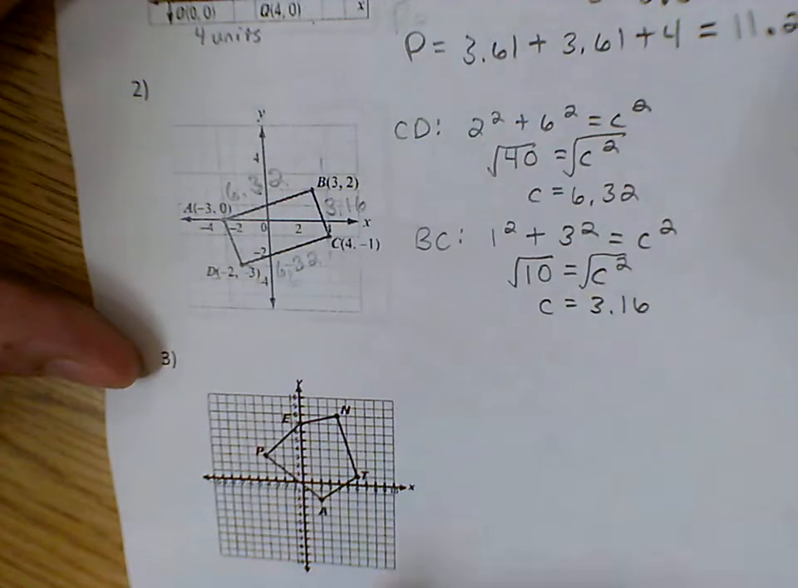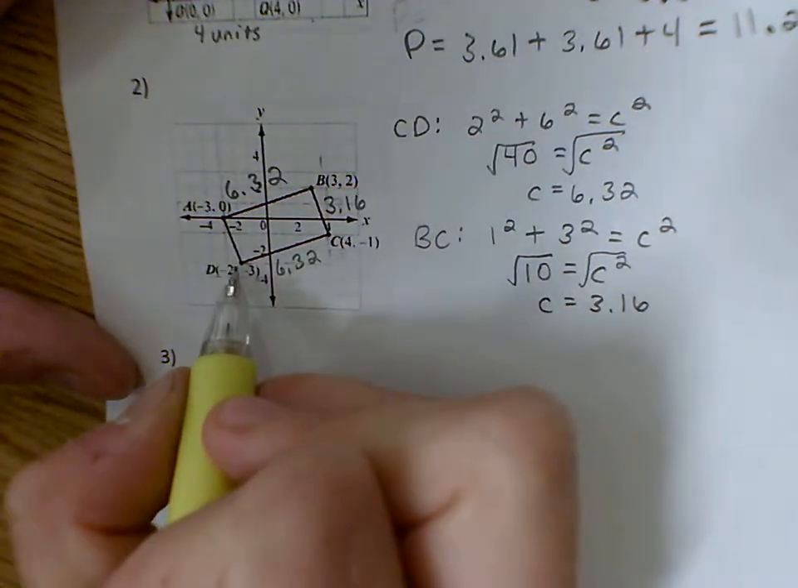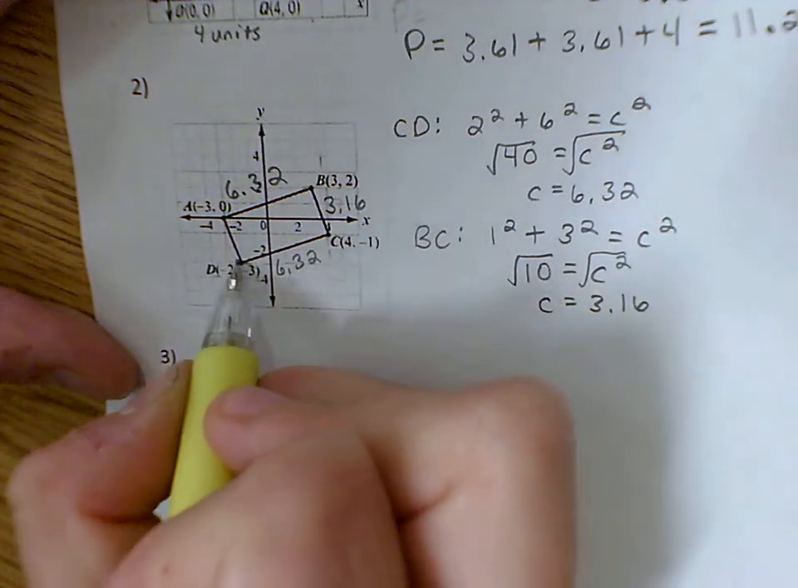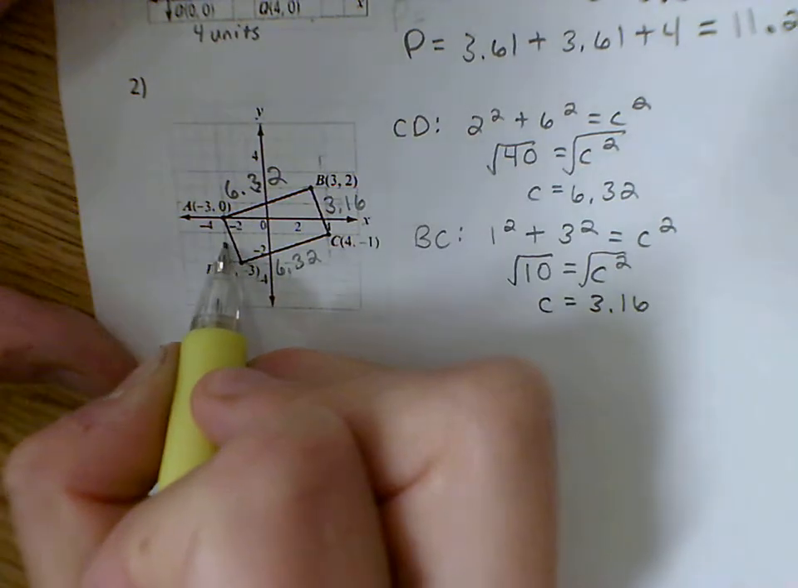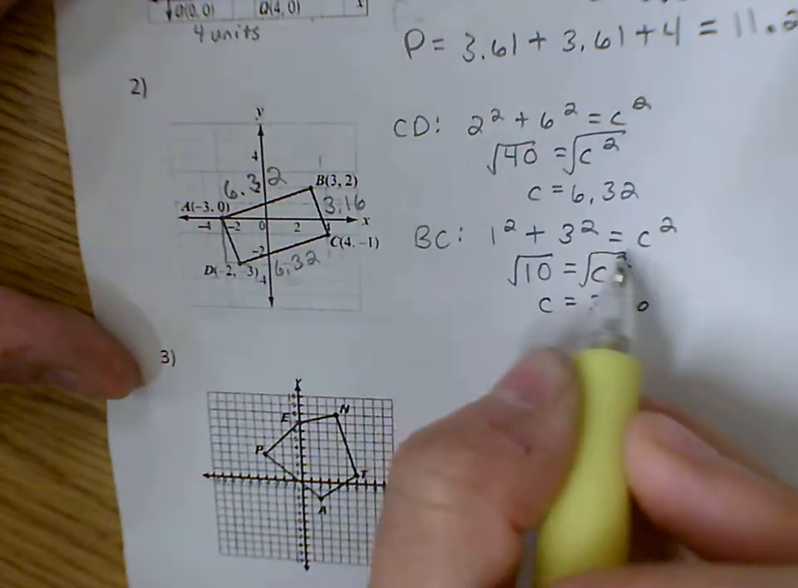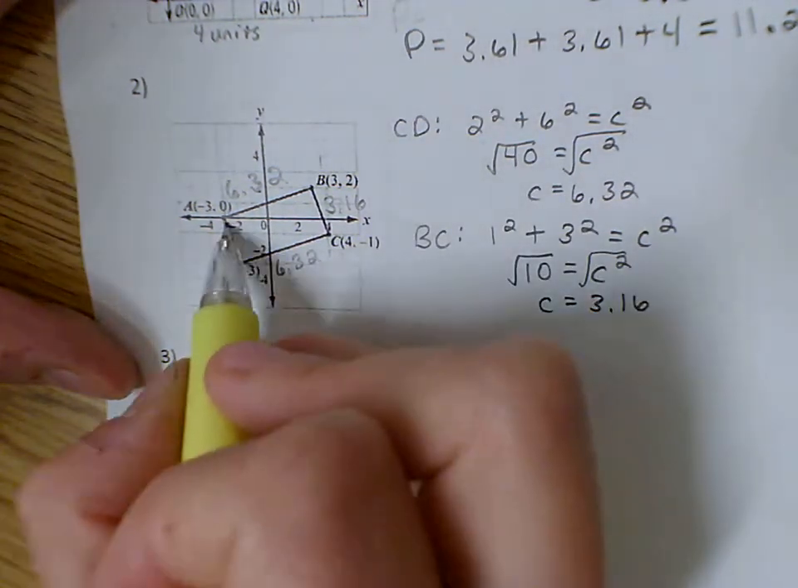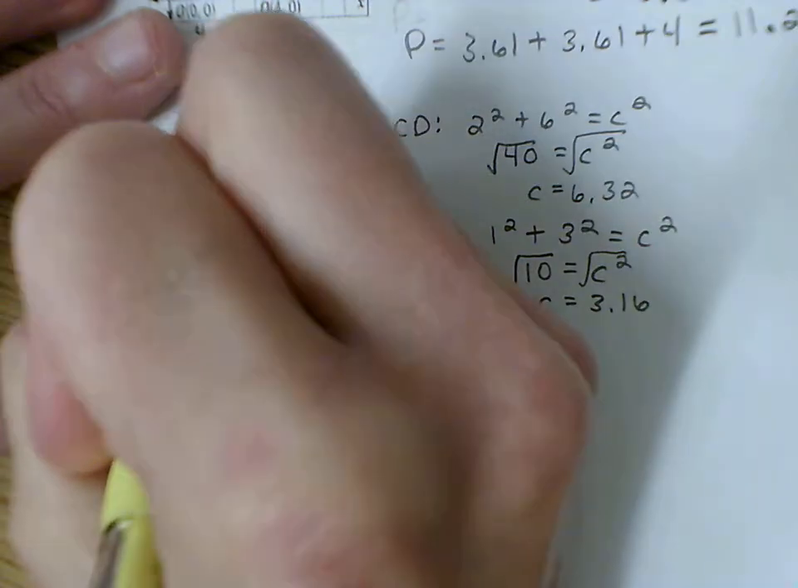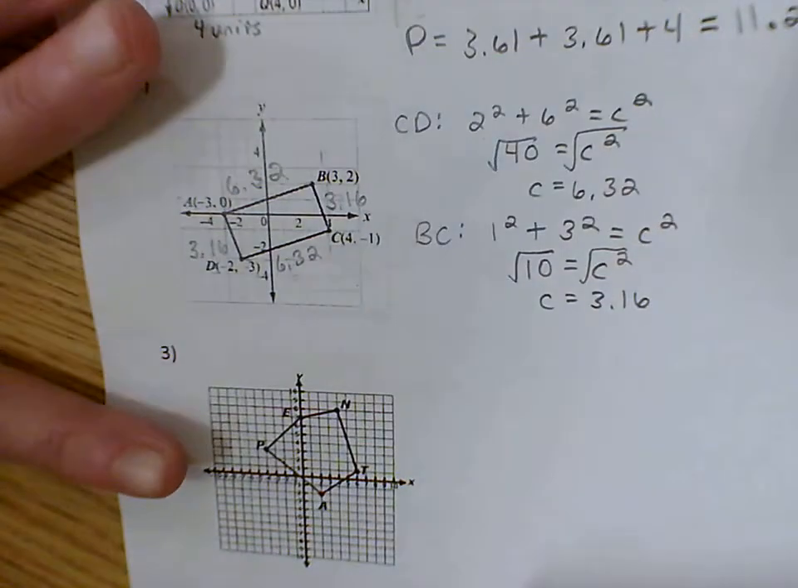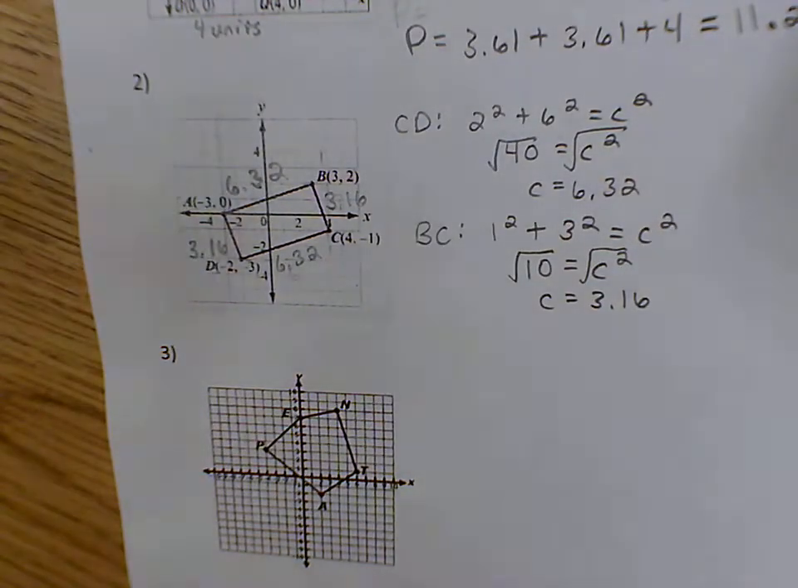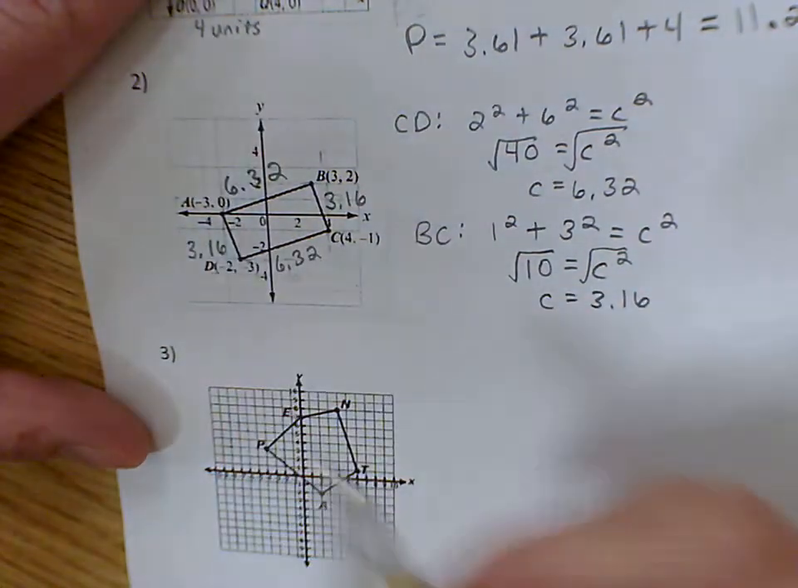6.32. And then this one, let's see, to go from this point to this point, I have to go 1 and then 1, 2, 3. That's the same thing that we did here. So this one would have the same length as that side. So this ends up being more than likely a rectangle. I'd have to check something else. I'd have to check the angles, but it's looking like it would be a rectangle, okay?